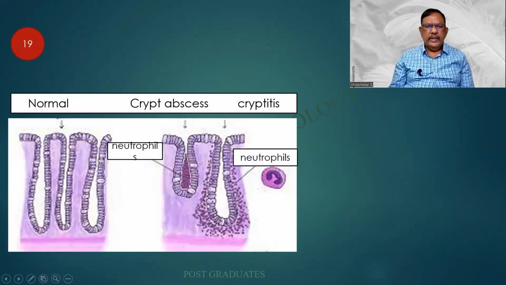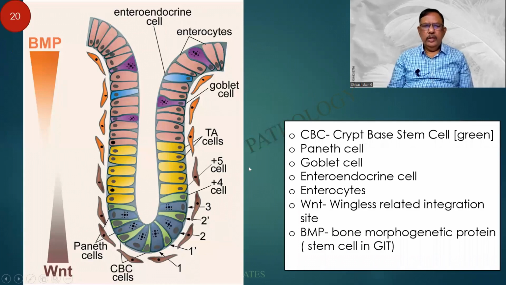This is our friend, the classical crypt abscess. Thanks to this wonderful artist, I shall be going back to it. You find that there are the neutrophils over here forming a crypt abscess, or sometimes they do surround the crypts, which leads to cryptitis. This is a beautiful diagram. I shall not be repeating the other things except these two. WNT, which is a wingless related integration site. So this is important for the differentiation or the transformation into the different types of cells.